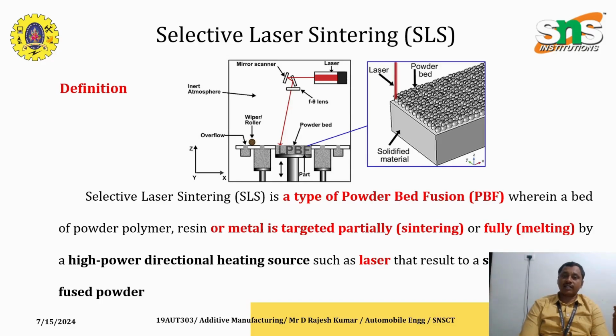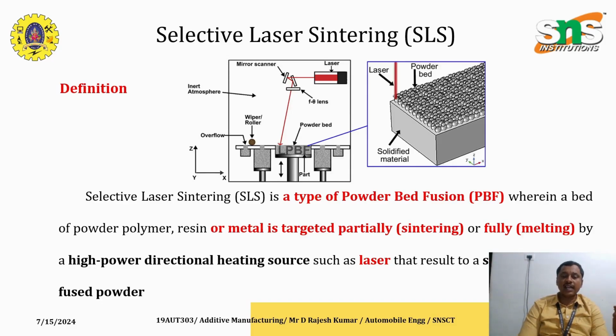In selective laser sintering and selective laser melting, both are similar processes, and these two processes use the laser as the power source. The laser is used to scan the materials or to fuse the materials partially or fully. So that depends upon the process.